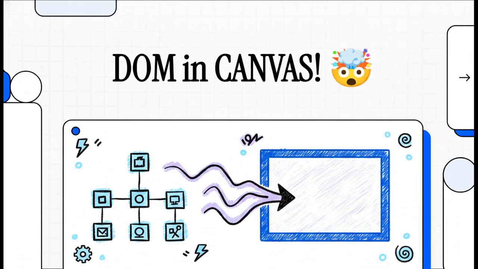But today, we're looking at a brand new, highly experimental browser capability that fixes all of that by literally bringing the DOM right into Canvas.